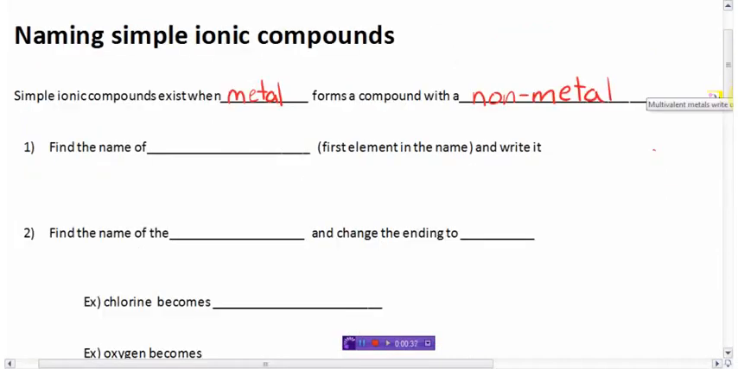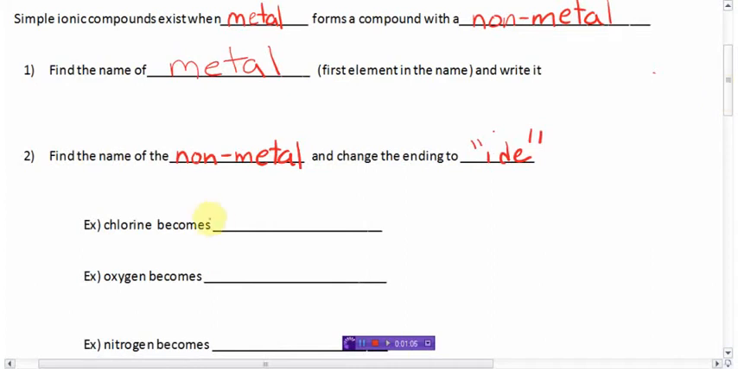So I'm going to go through the steps and then we'll do a few examples. The first step is to find the name of the metal, which is always the first element in an ionic compound, and to write that name down. The second step is to find the name of the nonmetal and change the ending of the nonmetal to IDE. So for example, chlorine becomes chloride.